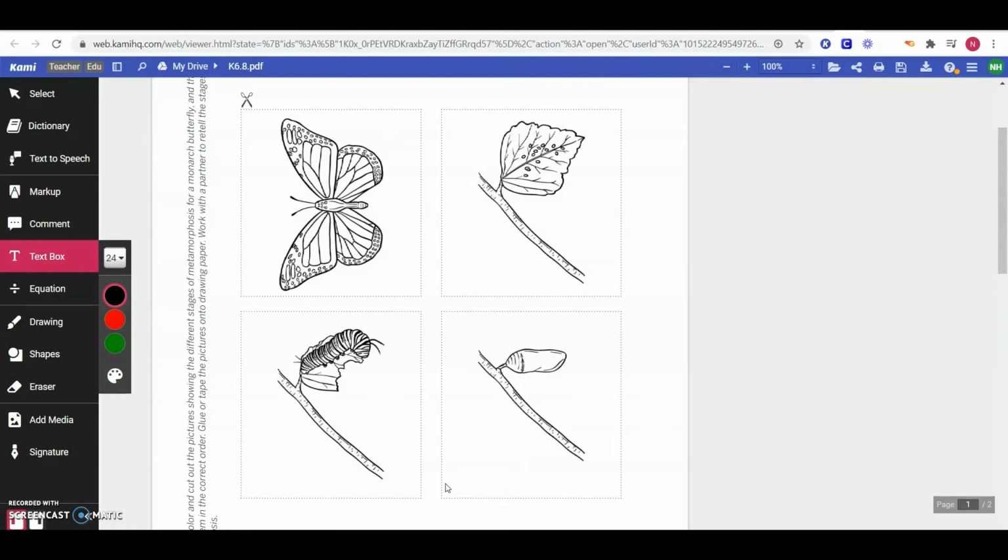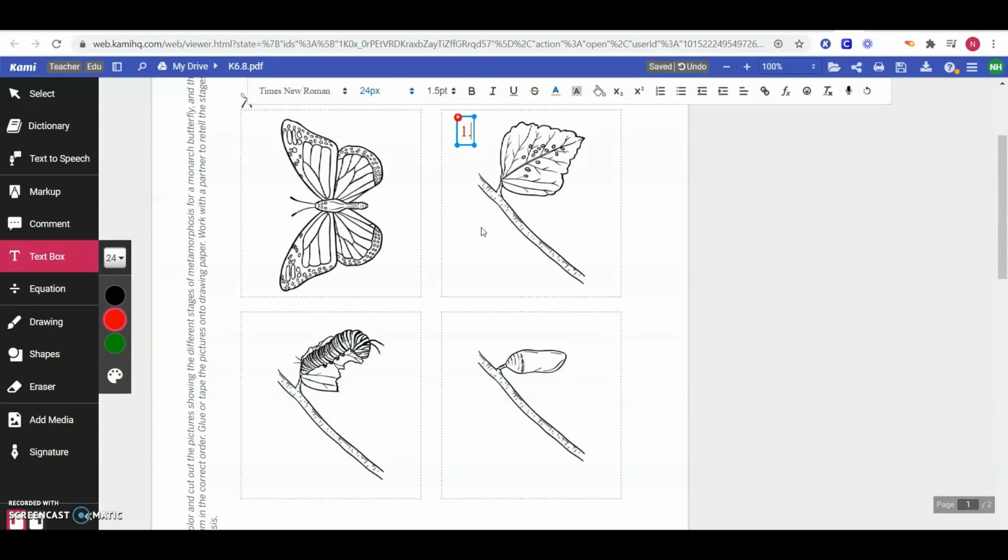Remember, when we talk about life cycles of living things, we always start with the egg stage. Our job is going to be to put these 4 pictures in the correct order or sequence that they happen in the life cycle of a butterfly, starting, of course, with the eggs. After a butterfly lays an egg, what's the next step in the life cycle of a butterfly?